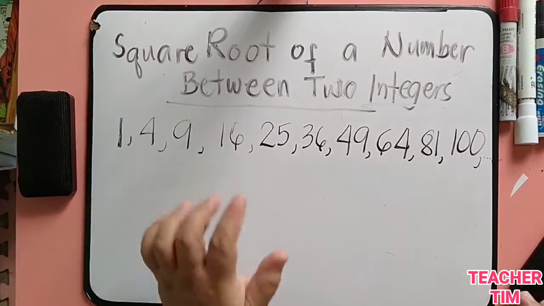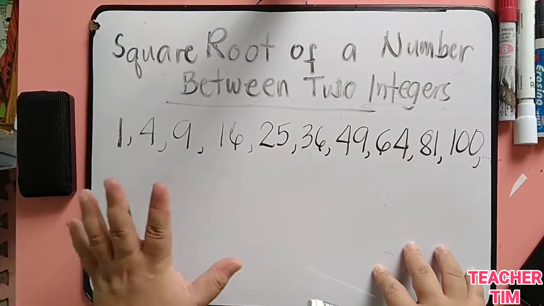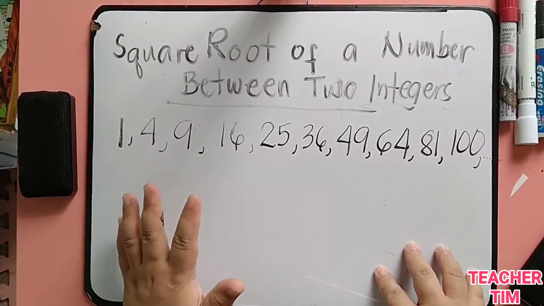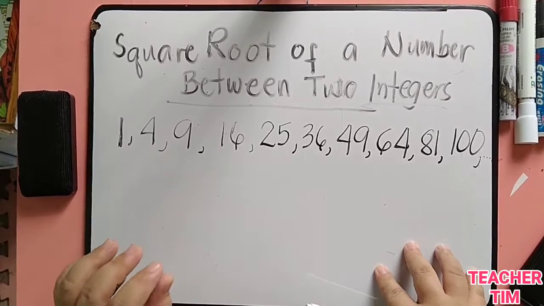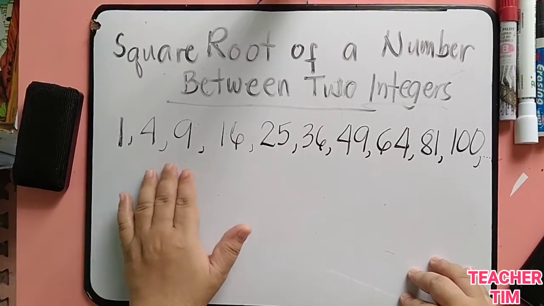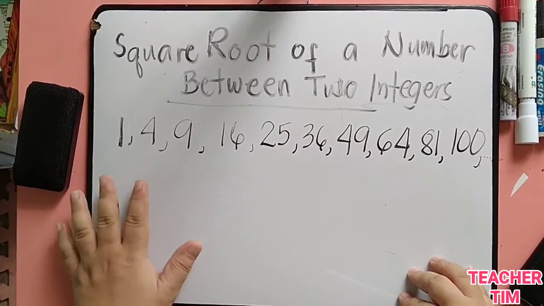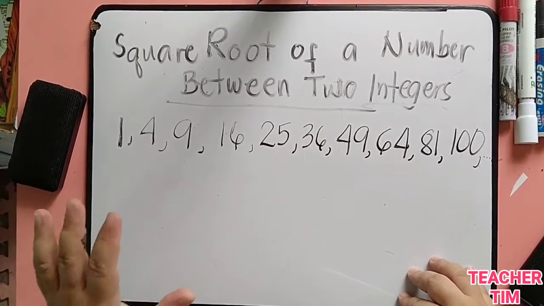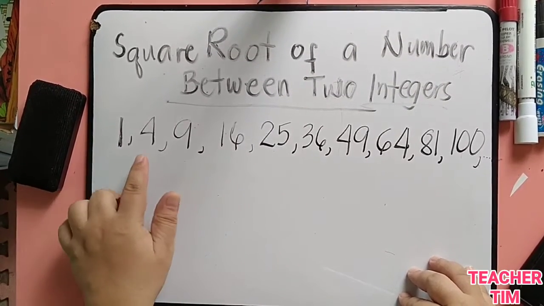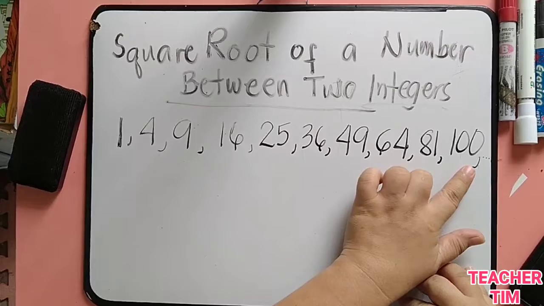So we will discuss the square root of a number between two integers. We will only apply this rule if the given radical is not a perfect nth, let's say not a perfect square, perfect cube, etc. So I've listed here all the perfect squares from 1 up to 100. These are the perfect squares that we need to, as much as possible, memorize. So we have 1, 4, 9, 16, 25, 36, 49, 64, 81, and 100.